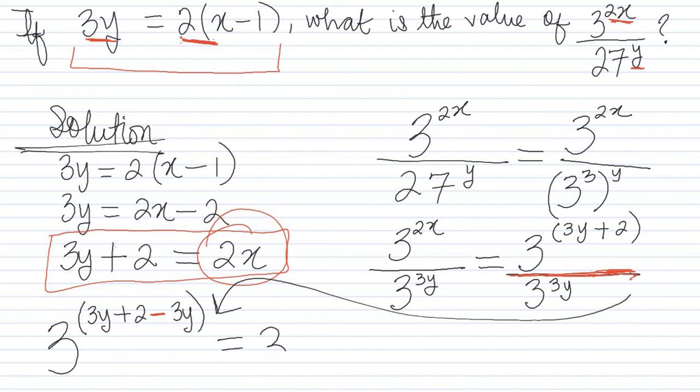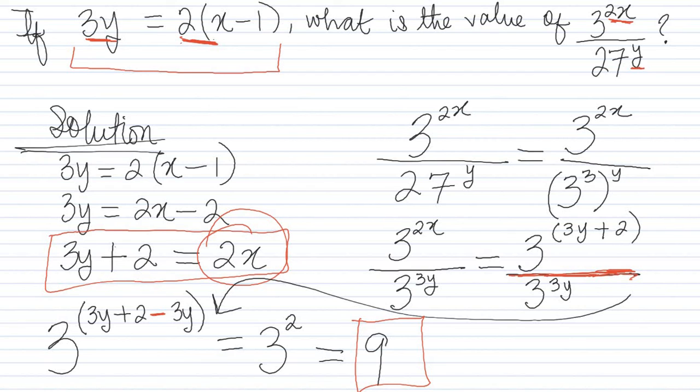So hence our answer will be 3 raised to the power of 3y minus 3y, which is 0, and then we just have plus 2 here. So that will be 3 raised to the power of 2. So our answer is 9. Literally, that's the answer. Nothing super wow, except that this is the answer. So the value of 3 raised to the power of 2x divided by 27 raised to the power of y is 9.